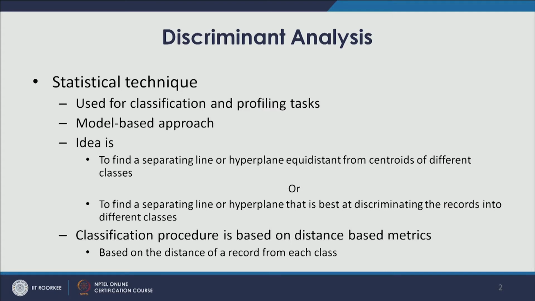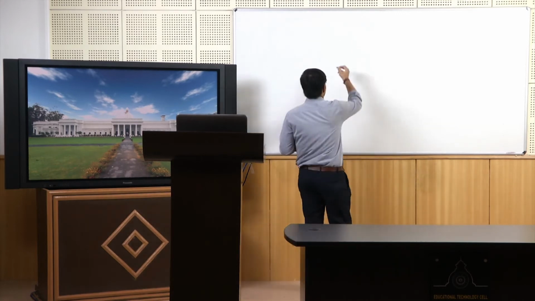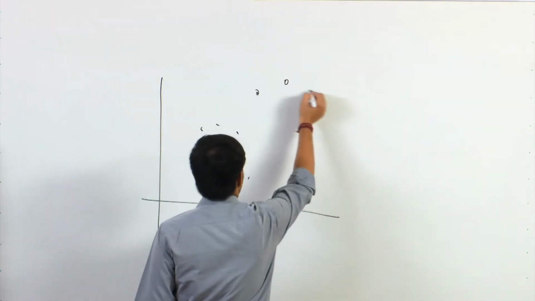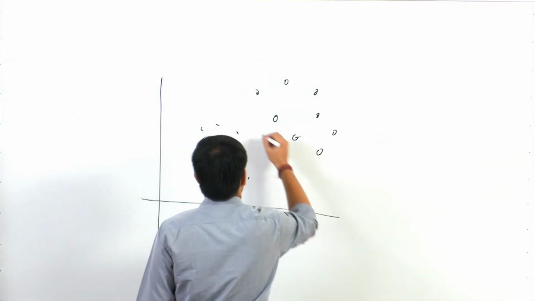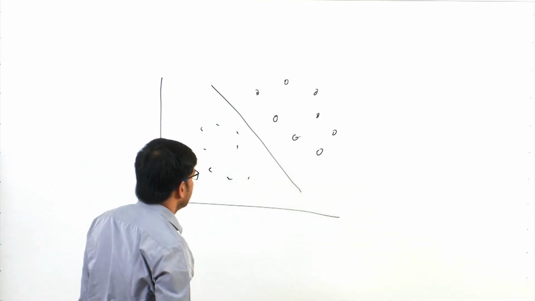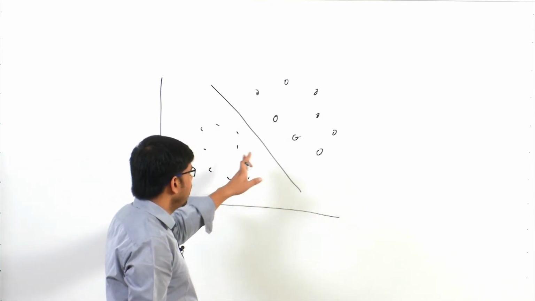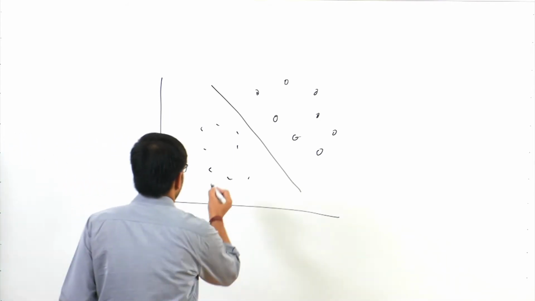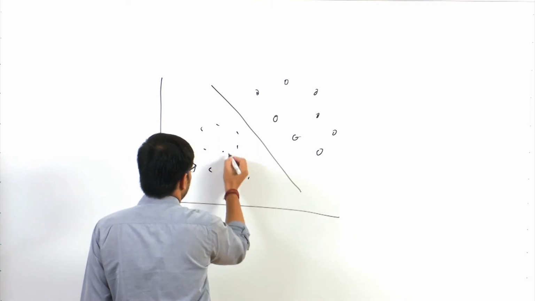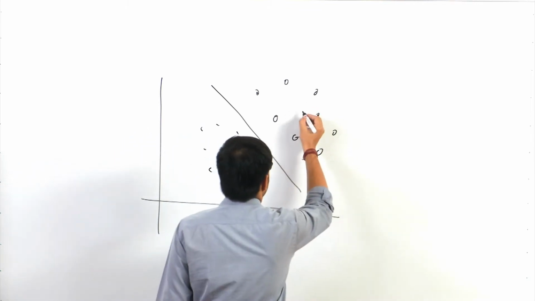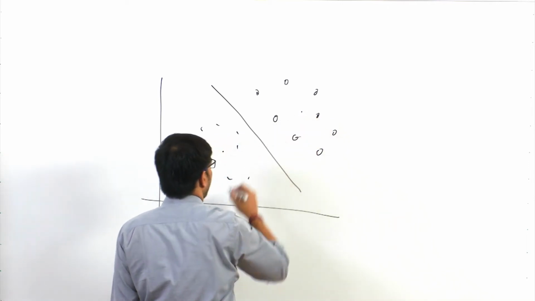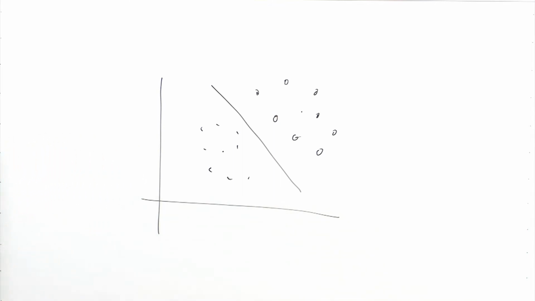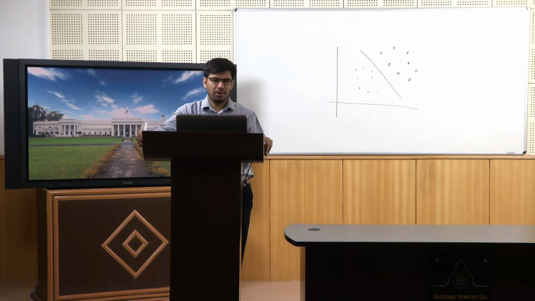So from this we can understand that when we discuss discriminant analysis, we are essentially looking for a separating line. This particular technique is about finding a separating line which is equidistant from centroids of different classes. So let's say centroid for this particular group is this one, and centroid for this particular group is this one. So probably we are looking for a line which is equidistant from the centroid of different classes. Sometimes this approach is used to implement discriminant analysis.